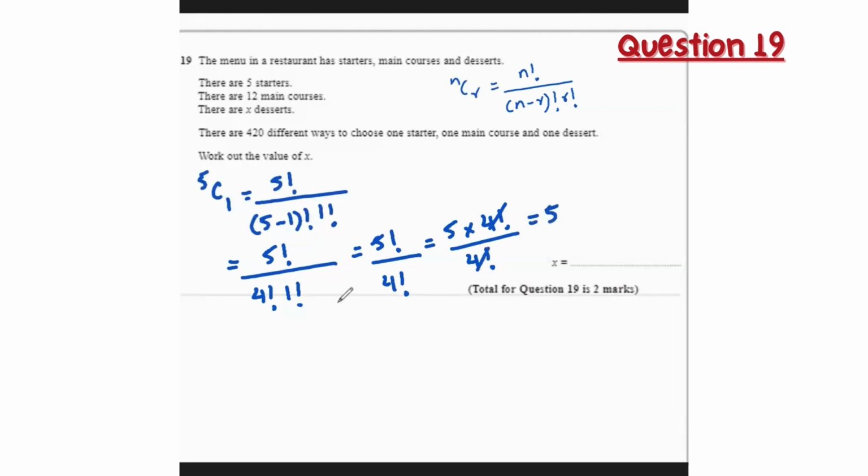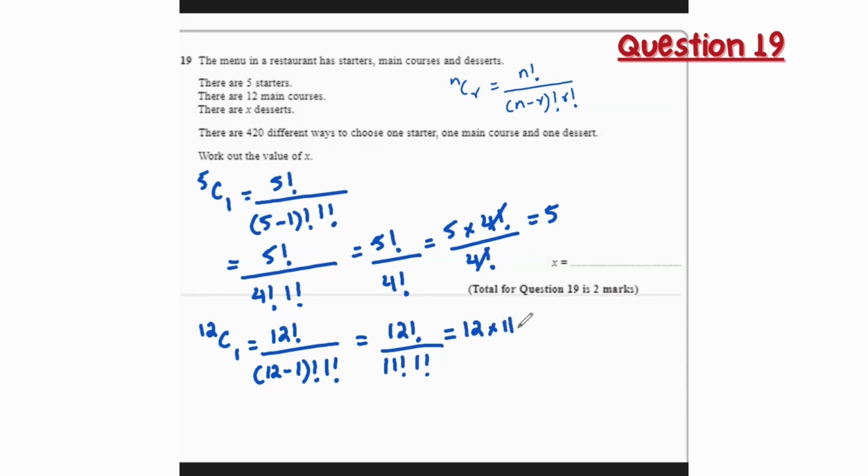and this equals 5. Similarly, for 12C1, which is the main courses, since we're choosing just one main course from the 12 main courses, it's going to be 12 factorial over 12 minus 1 factorial, then 1 factorial again. That's going to be 12 factorial over 11 factorial times 1 factorial. Once again, you write 12 factorial as 12 times 11 factorial. And 1 factorial is 1.